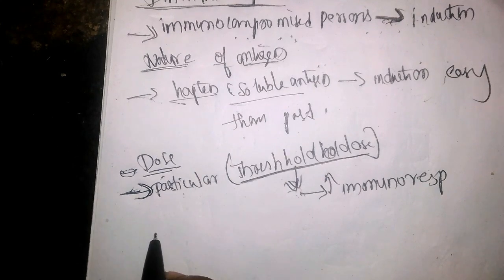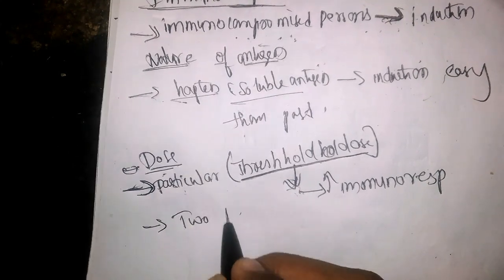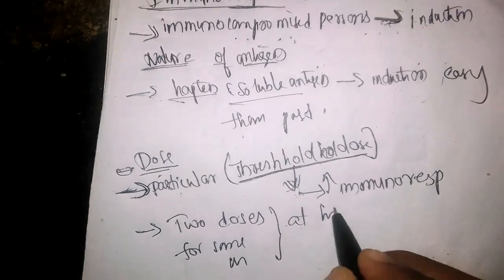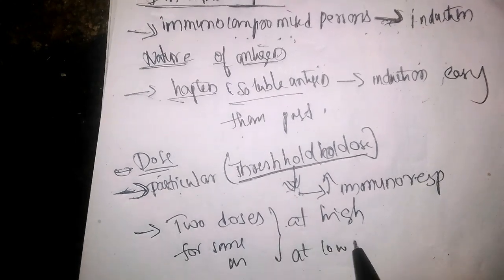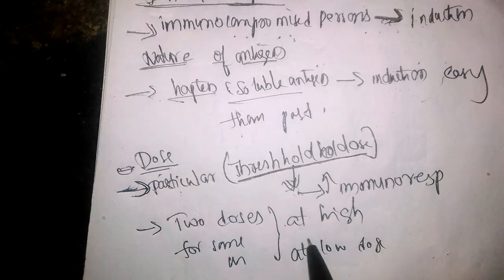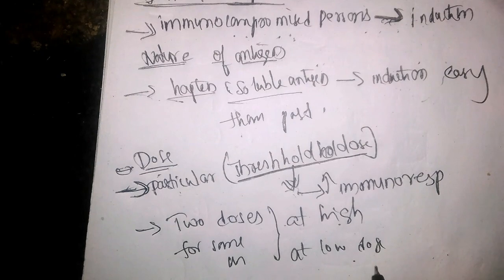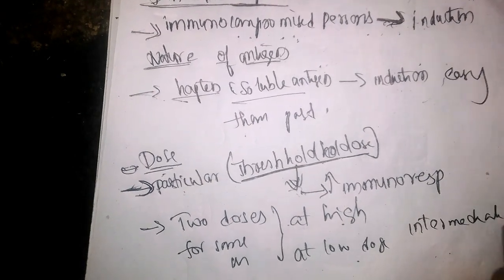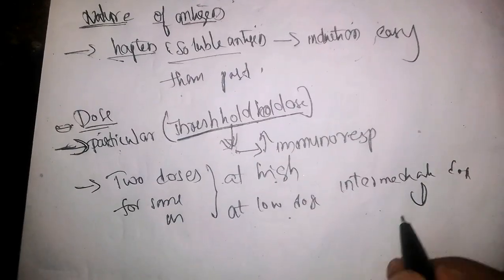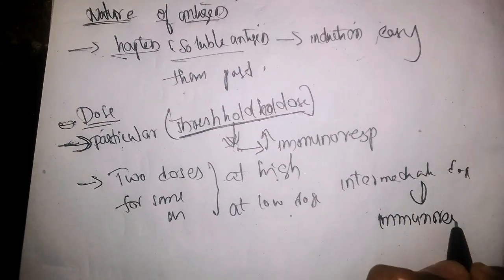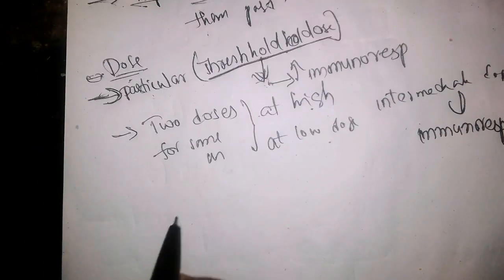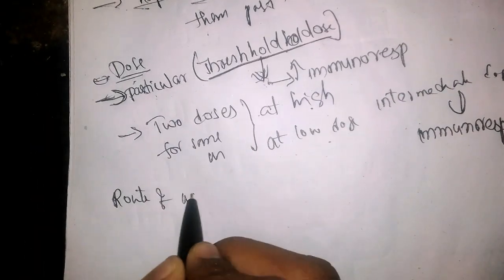But for some antigens, there are two doses, one at high dose and one at low dose. When they are given at high dose, tolerance can be induced. When they are given at low dose, tolerance can still be induced. But if you give an intermediate dose, there will be an immune response.